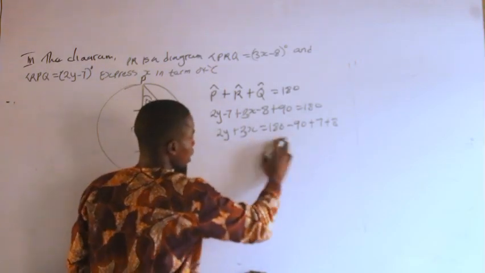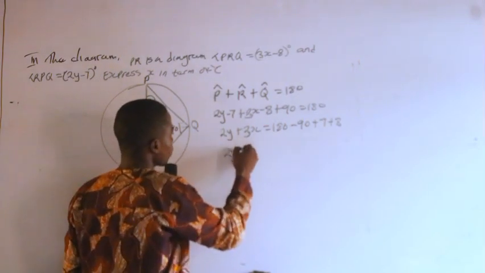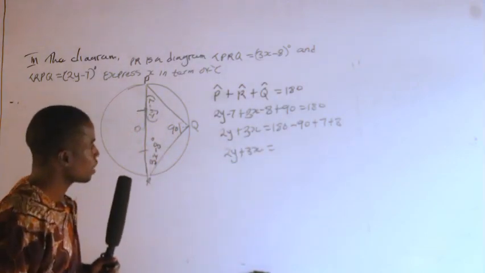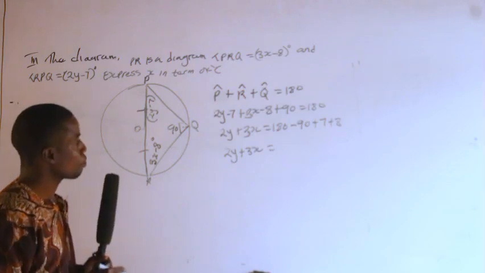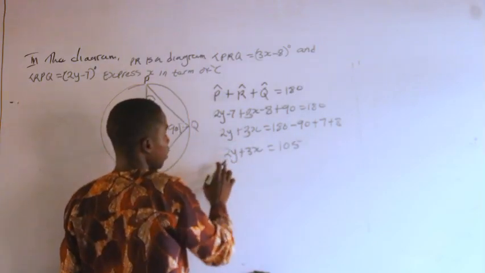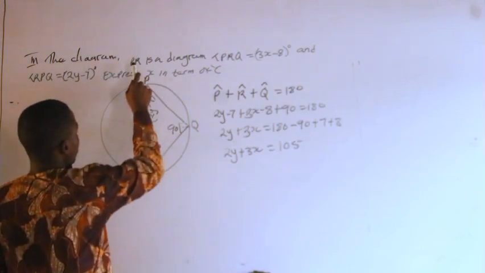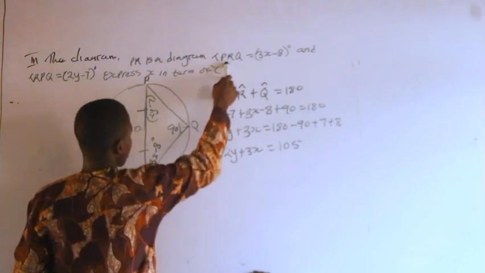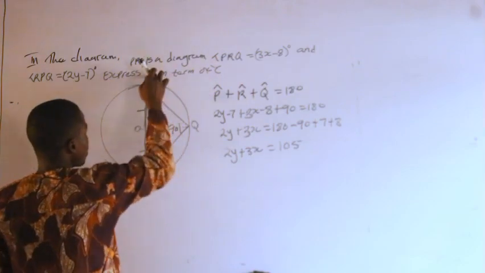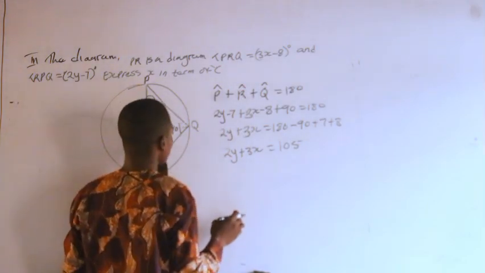Now, please help me to add all of them together. This will now be 2y plus 3x equal to 180 minus 90 plus 15, which is 105. Now, we are making x the subject of the formula. They said in the diagram, express x in terms of y. It means that make x the subject of the formula. That's what we want to do.